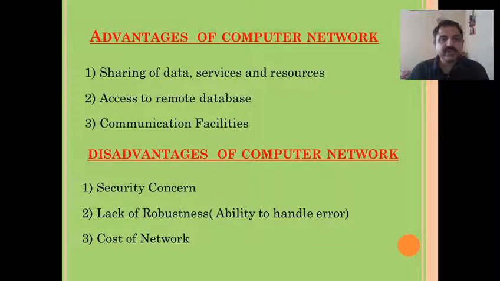What is a security concern? When we are in a computer network, there may be many people using the same network. So there is a chance of losing the data or corruption of data is possible. So that is one concern. Similarly, lack of robustness, that means ability to handle error. So it is difficult to handle the error when we are in a computer network. Third point is cost of network. If you want to establish a computer network, you need to spend some amount. So the cost of network is also high.